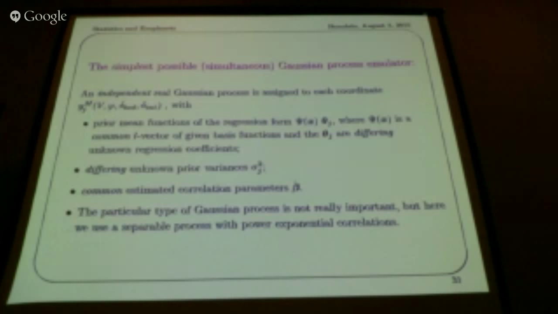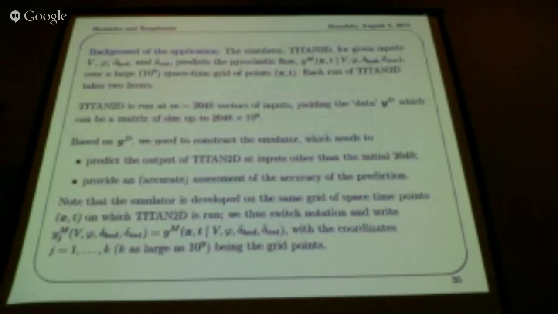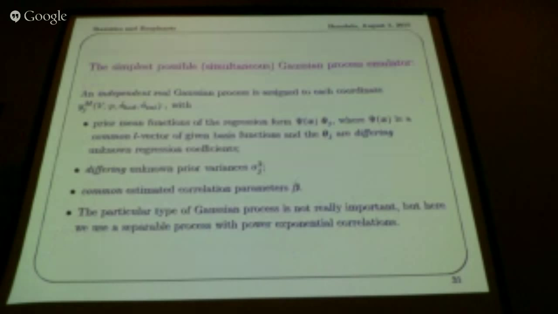When we first looked at this problem, we thought this is going to be effectively impossible. It was just too much data, too many things going on here. It's a complex problem to develop a computationally feasible emulator. Well, we said, okay, what the heck? Let's just try the simplest thing we could. And the simplest thing we could think of was to model each coordinate as independent, each being a Gaussian process.